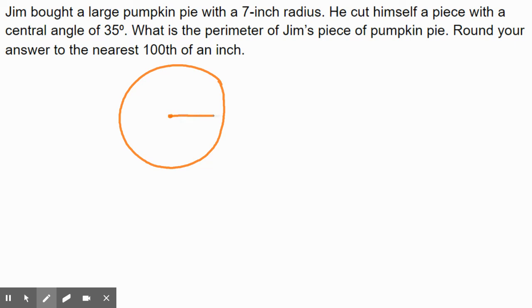And 7-inch radius, right? Okay. And a central angle of 35 degrees, because he's not selfish. He just wanted this much pie. All right, 35 degrees. What is the perimeter of Jim's piece of pie? So, what's the perimeter? The perimeter equals all the way around, right? All the way around.